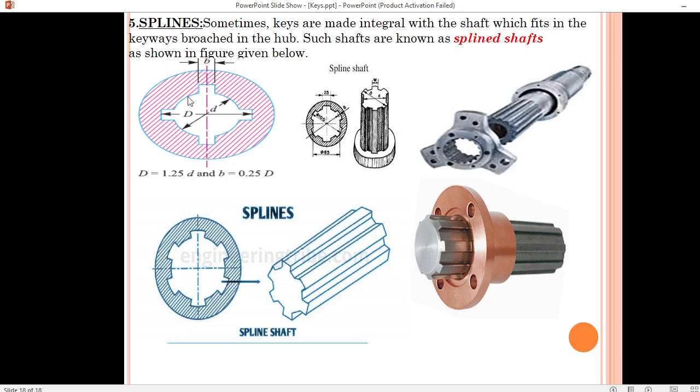As shown in the figure, you can see this is the diameter, okay, and this is the diameter. So this is the diameter of the shaft and these are the splines. Here you can see how these splines are in this shaft and this is the key portion. You can see how it is fitting inside this hub. Okay, so these keys are having a broached shape, so they are easily inserted in these parts and fixed.